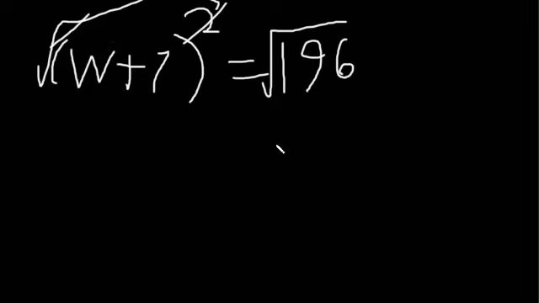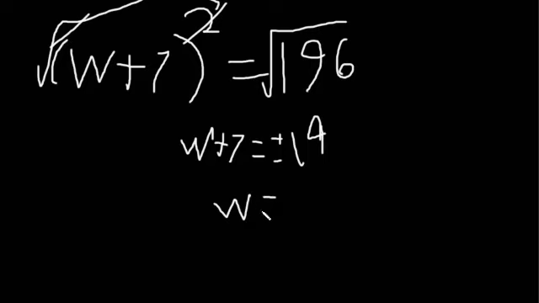The square root of (w plus 7) squared is w plus 7, and the square root of 196 is 14. So now, it's w plus 7 equals positive negative 14. But wait, the variable is no longer isolated. So now we transpose positive 7, and now it is w equals positive negative 14 minus 7.